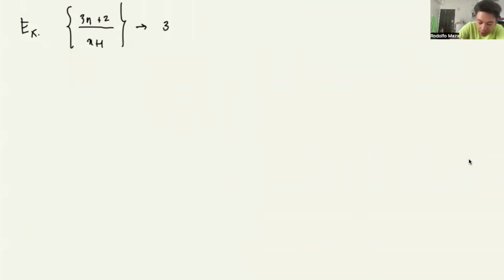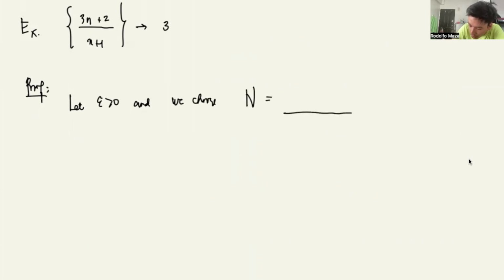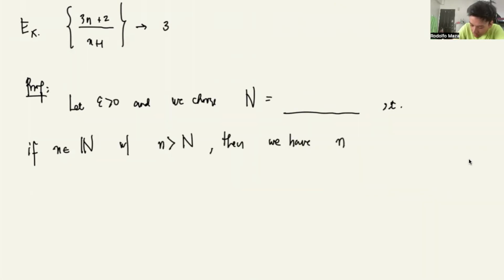That's it. Okay, one final example for this video. So let's say our sequence is 3n plus 2 over n plus 1, which converges to 3. So how is that? Our proof: let epsilon be greater than 0 and we choose N equal to something we do not know yet, such that if n is a natural number with n greater than capital N, then we have n with a relationship to epsilon, and thus this is the conclusion there.